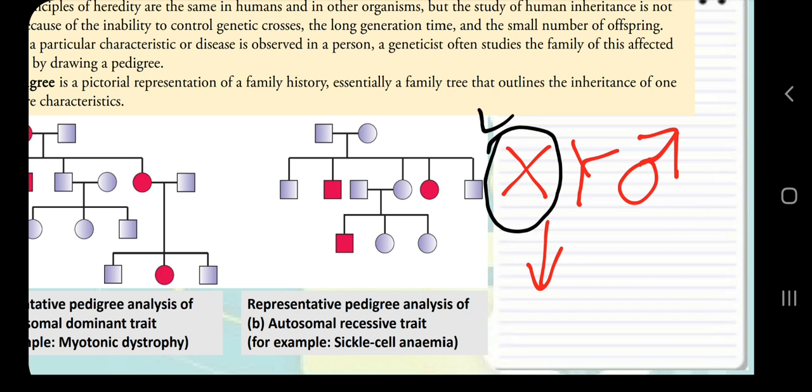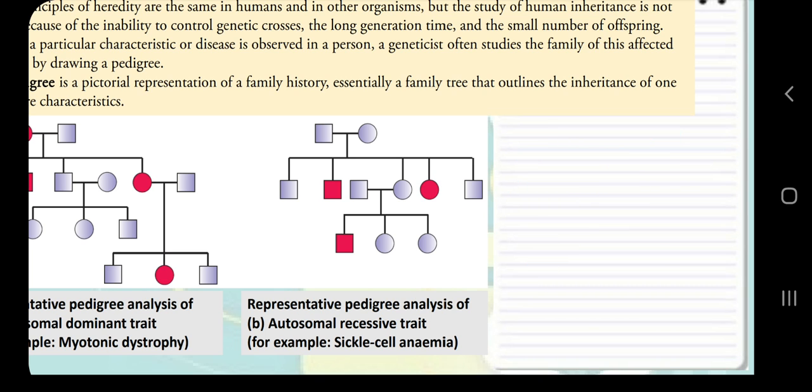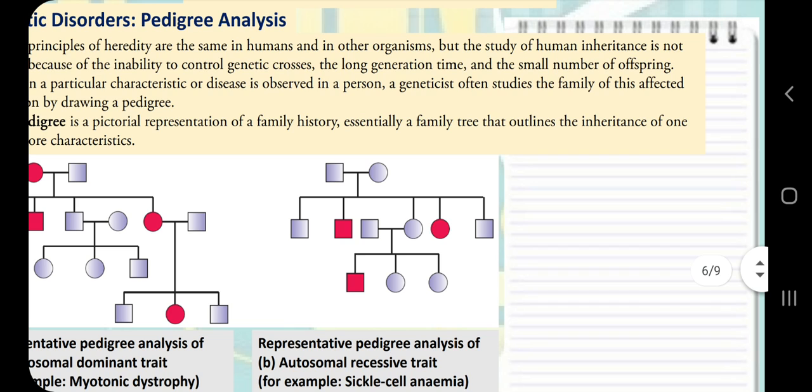Now we boys have one X chromosome and girls have two X chromosomes.